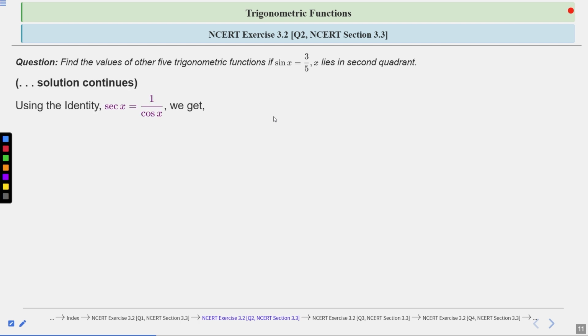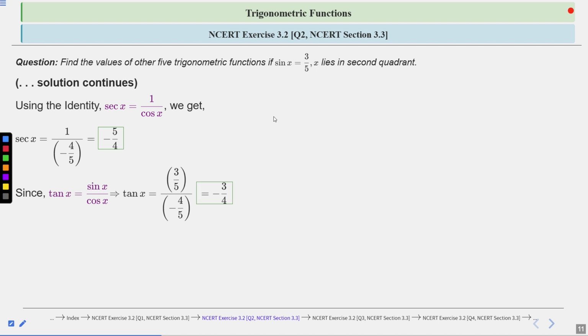Now using the identity sec x equal to 1 upon cos x, we know that sec x is equal to 1 upon cos x. Therefore sec x is equal to 1 upon minus 4 by 5, because we have already calculated cos x. So sec x will be equal to 1 upon minus 4 by 5, which is equal to minus 5 by 4, right? So sec x will be equal to minus 5 by 4.